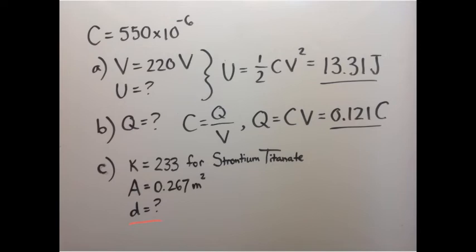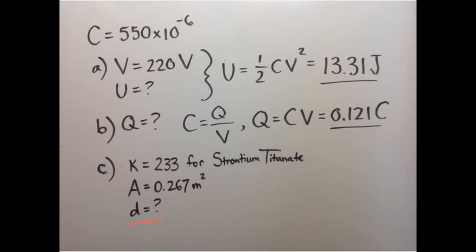And they tell you the area of the plates. I told you earlier that the kappa, the dielectric constant, is 233. So figure out what else you know of any of the things that are given on this page that would help you to solve for the distance.